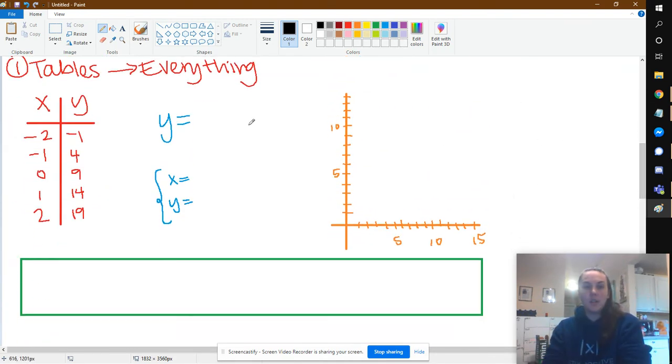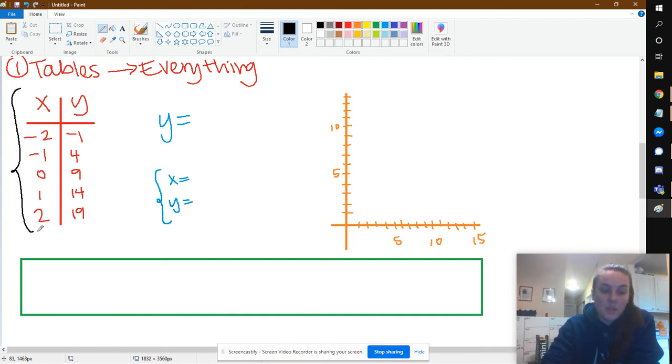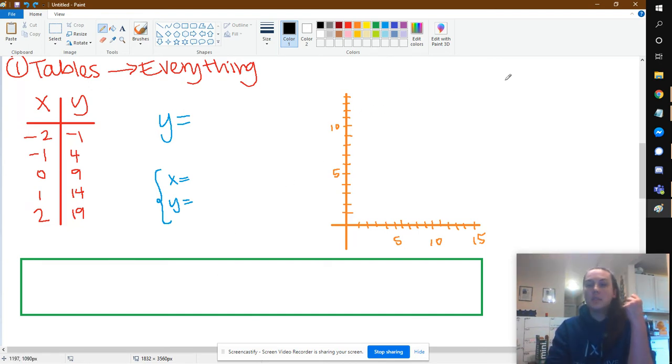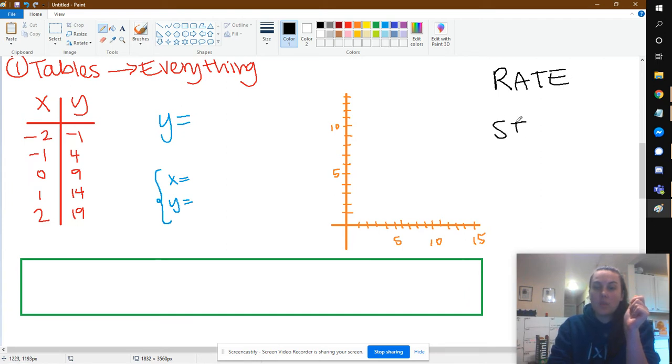All right, let us get to it. So first, we're going to do tables to everything, right? So we have a table. And we are going to make an equation from it, and we're going to make a situation from it, and we are going to make a graph from it. And again, like I said in class today, we are obsessed with two things. We are obsessed with the rate and with the starting point, right?